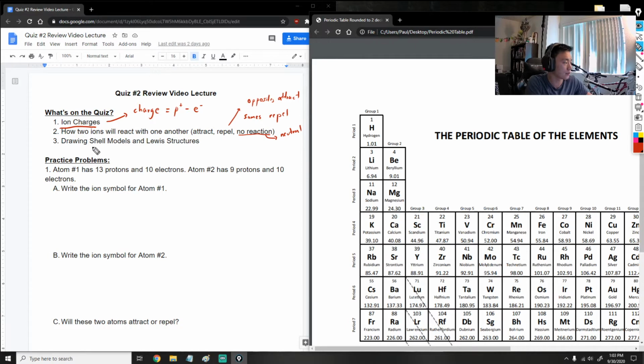And then lastly, drawing the shell models and the Lewis structures, the one that we learned last time. So for the Lewis structures, we only draw the valence or the outside electrons. Okay, so those are the three general things that you're going to have to know, and we're going to be combining all those things together in one problem.